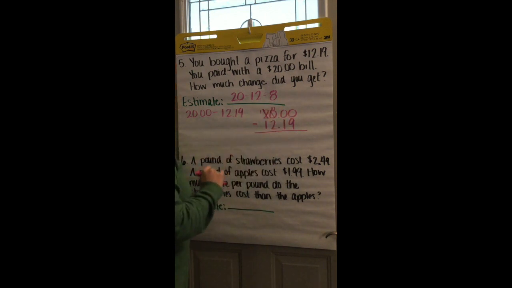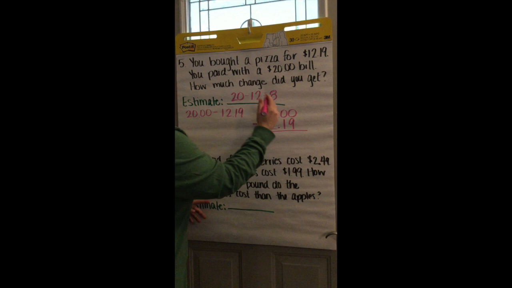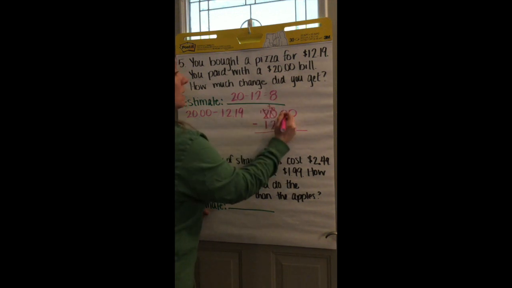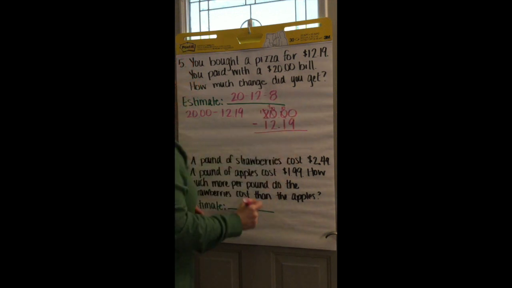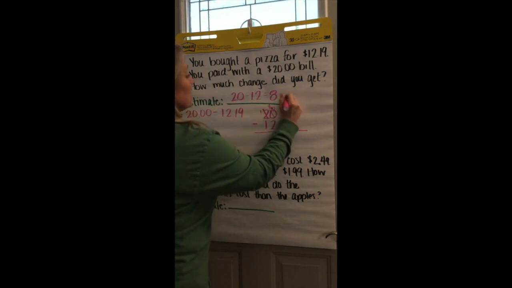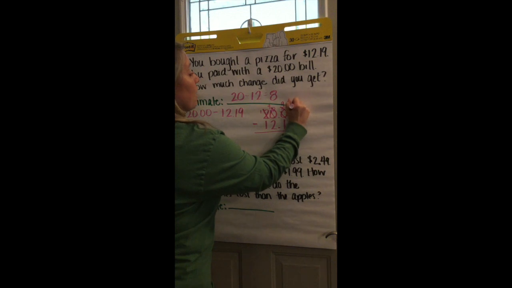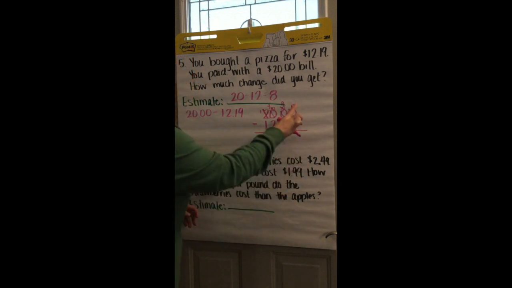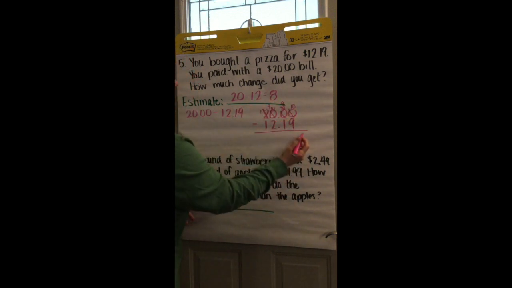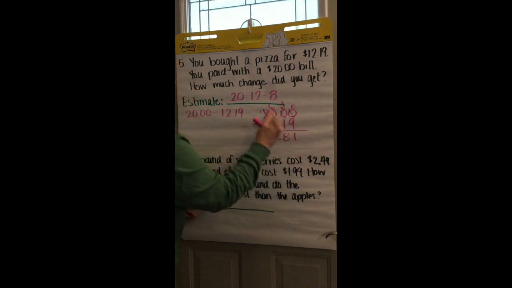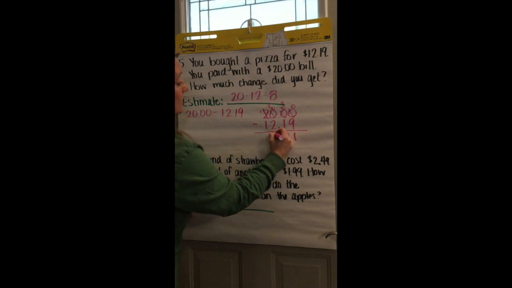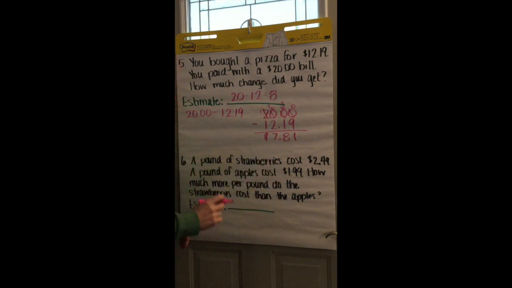Still don't have help over here. In order to get help over here, this has to become a 9, which makes this a 10. Still hasn't helped over here, so we have to borrow one more time. This 10 becomes a 9 to then make that a 10. So now we can do our subtraction. 10 minus 9 is 1. 9 minus 1 is 8. 9 minus 2 is 7, and 1 minus 1 is 0. So $7.81 would be our change.